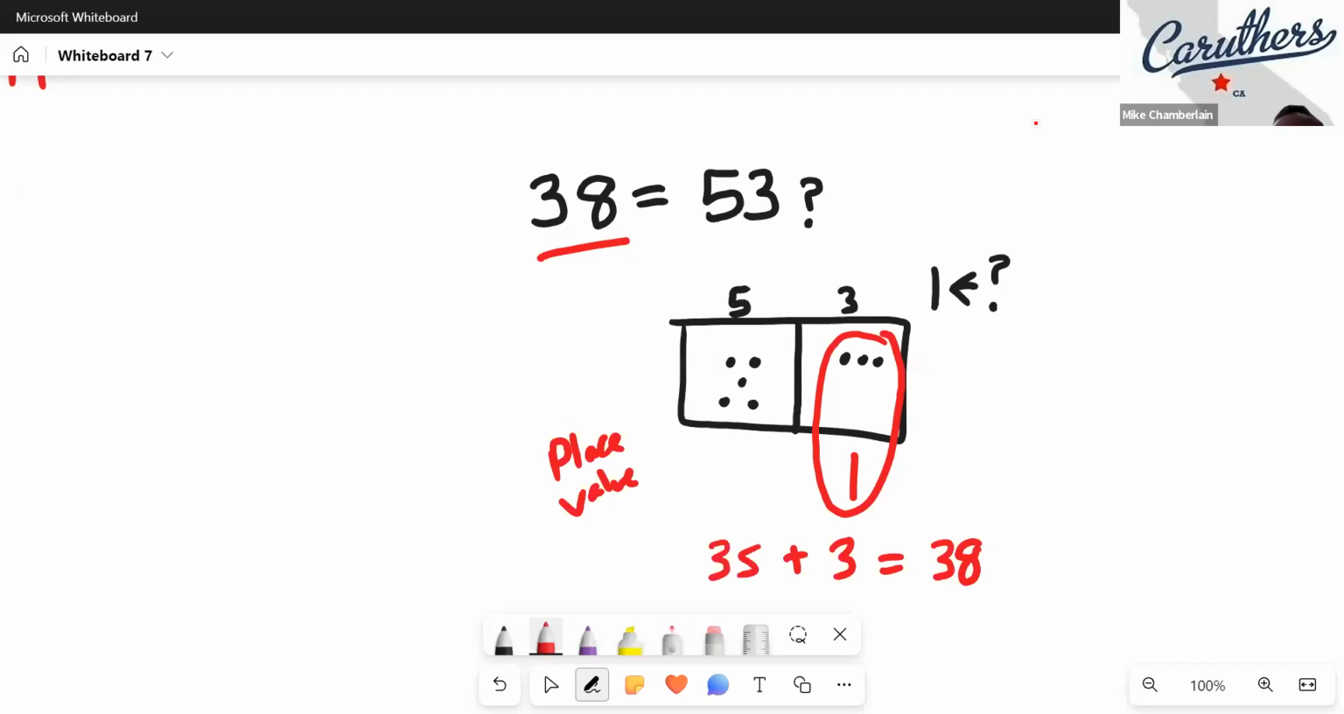So how could I get these 5 dots to be worth 35? I can just try multiples. In other words, 5 times what gives me 35? And the only answer is 7. 7 times 5 is 35. And that just means that this would be base 7, right? I can kind of write that in.